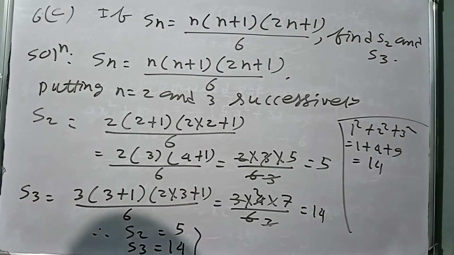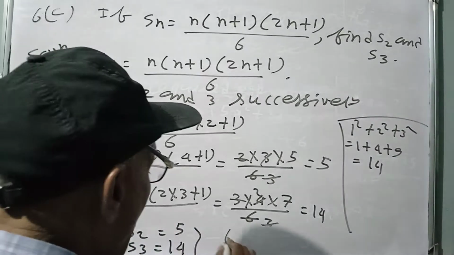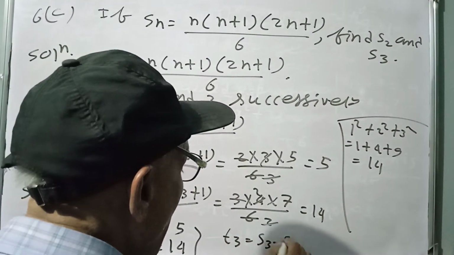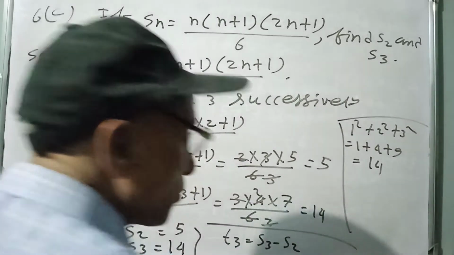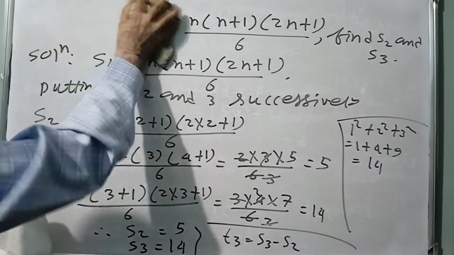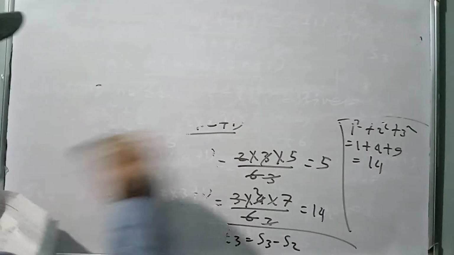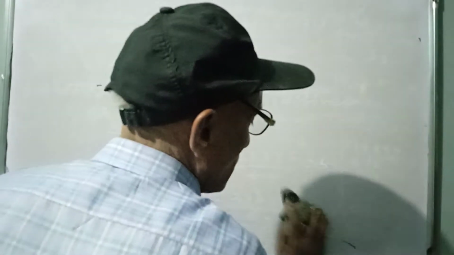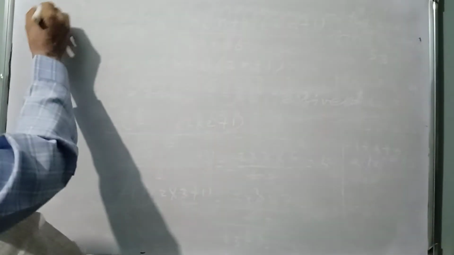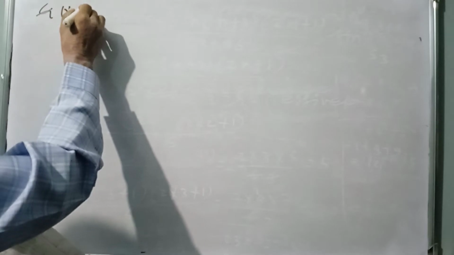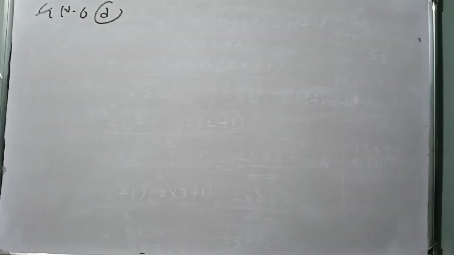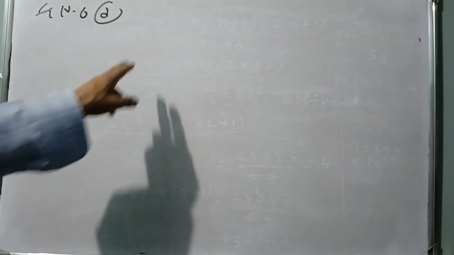And how to find T3? T3 equals S3 minus S2. Remember, to find T3, it is S3 minus S2. Another question, question number 6D. But actually there is no 6D in your PLE model. In the PLE it may not come as 6D.